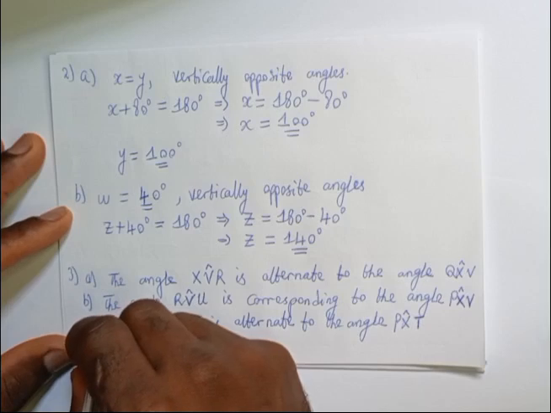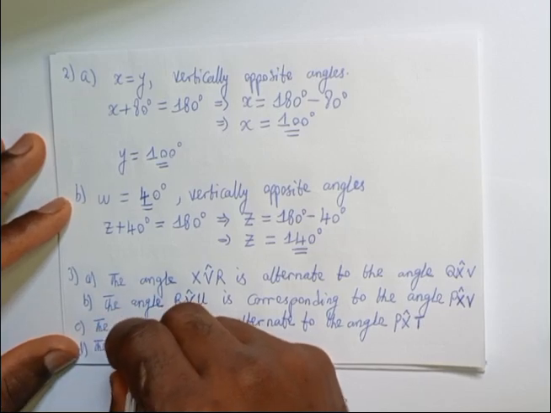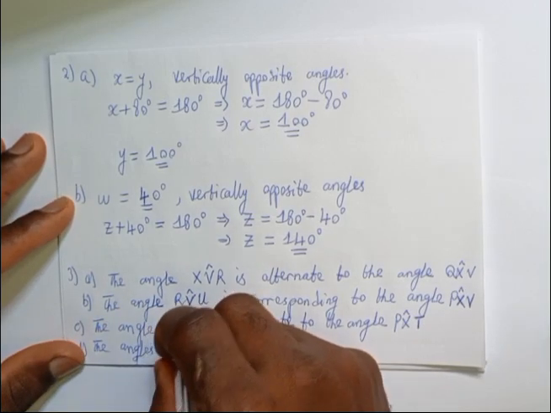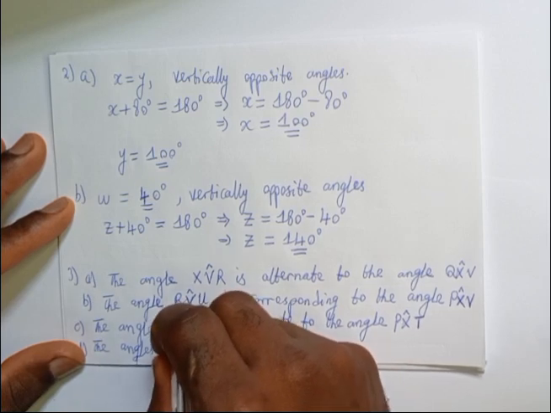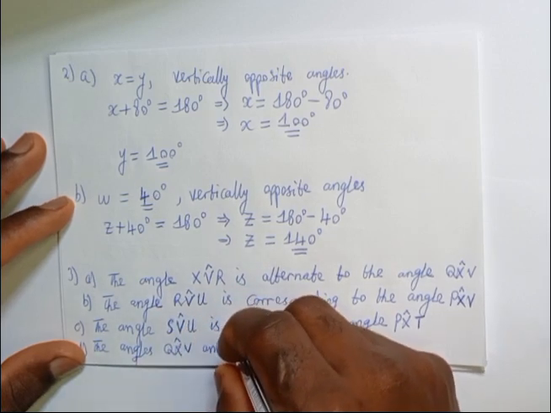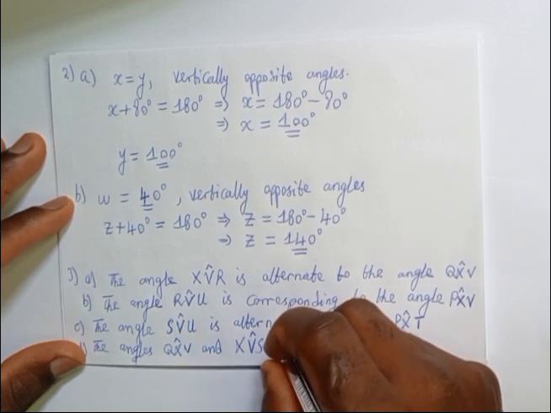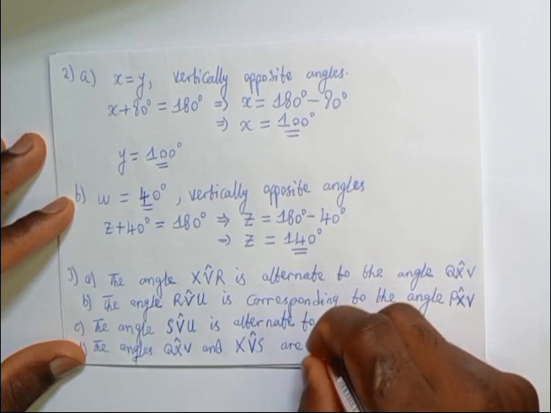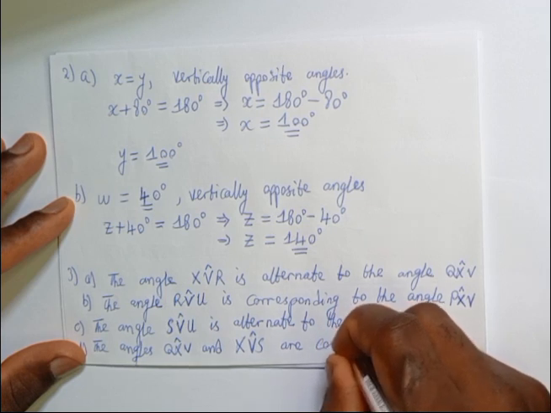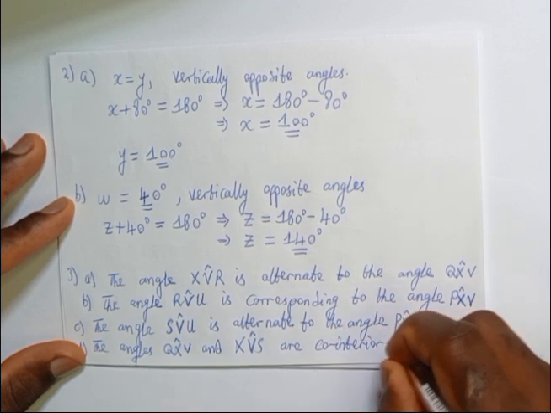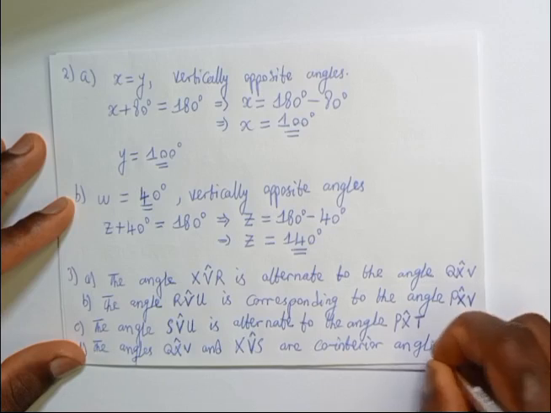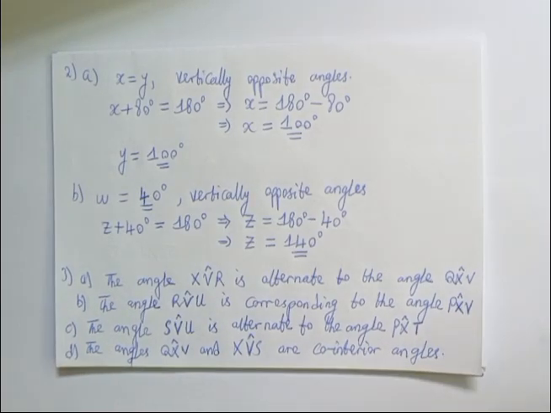Write it down. The angles QXV and XVS are co-interior angles. That means if we take their sum, we are going to obtain 180 degrees. We are done with question 3.